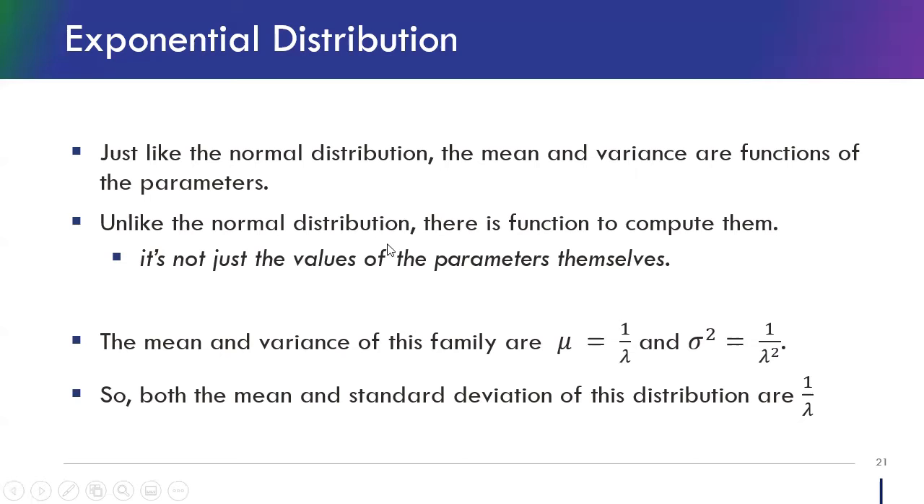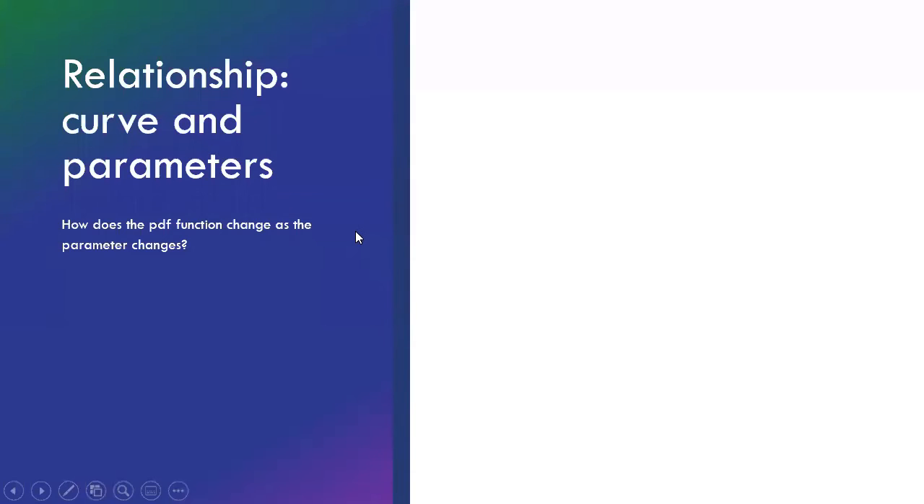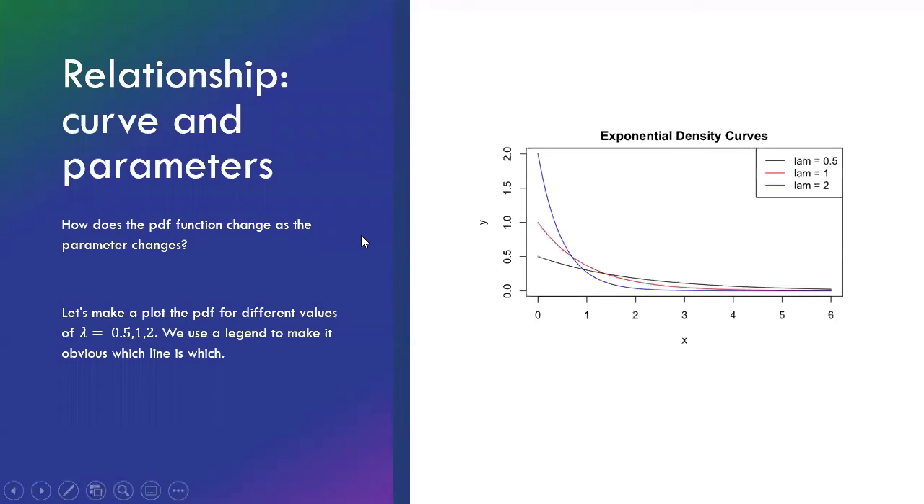I made another plot to show you what the exponential PDF looks like when we have different values of lambda. So this lambda controls how steeply the curve goes down.